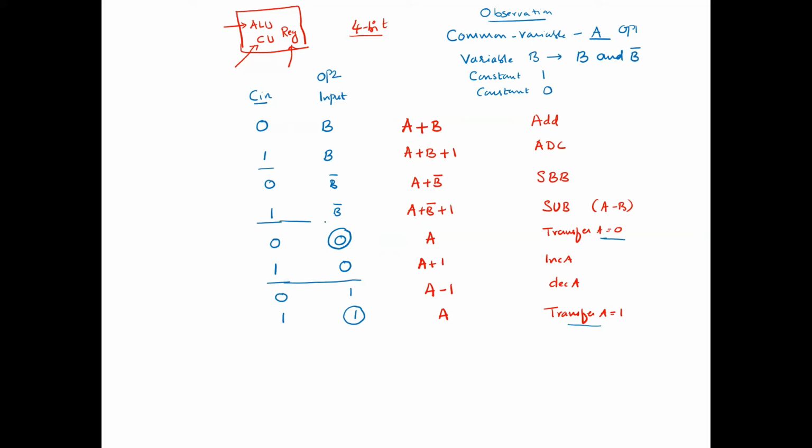This as one combination, this as another combination, and this as another combination. I have totally grouped into 4 now. So I'm going to use a 4:1 multiplexer. If it is a 4:1 multiplexer, then how many select lines do we require? 2 select lines are required.